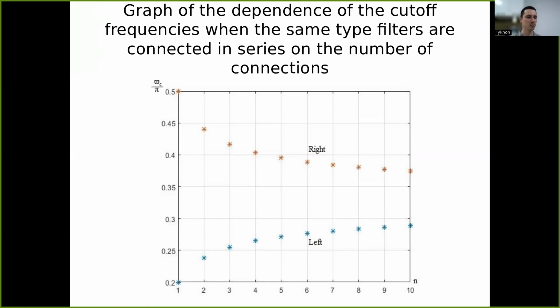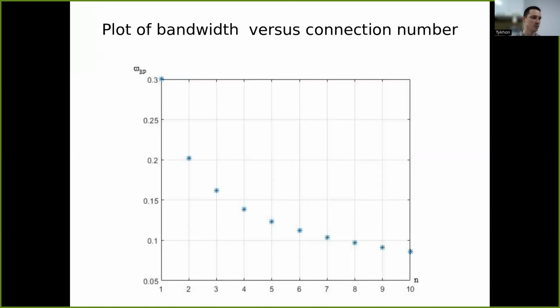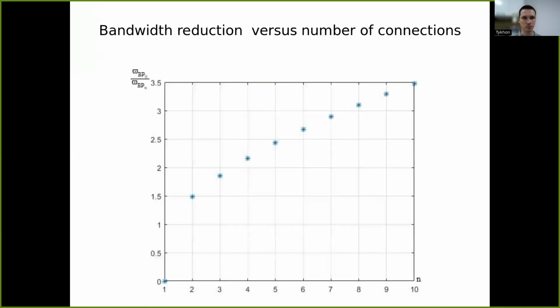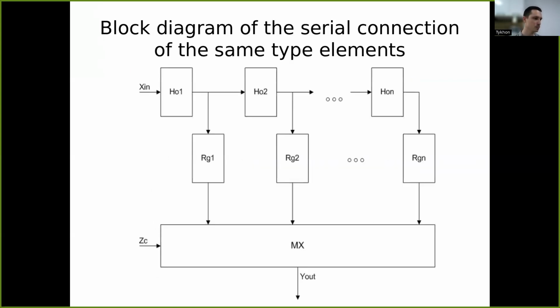Then here is the graph of the dependence of the cutoff frequency, when the same type filters are connected in series, on the number of connections. As you can see from the screen, the bandwidth decreases exponentially. In this case, it's possible to show how many times the bandwidth will decrease with serial connection. For example, when connecting 4 components of the same type, the bandwidth is reduced by more than 2 times, with 8 by more than 3 times, and with 10 the bandwidth is reduced by 3.5 times. The implementation of this approach can be both hardware and software.